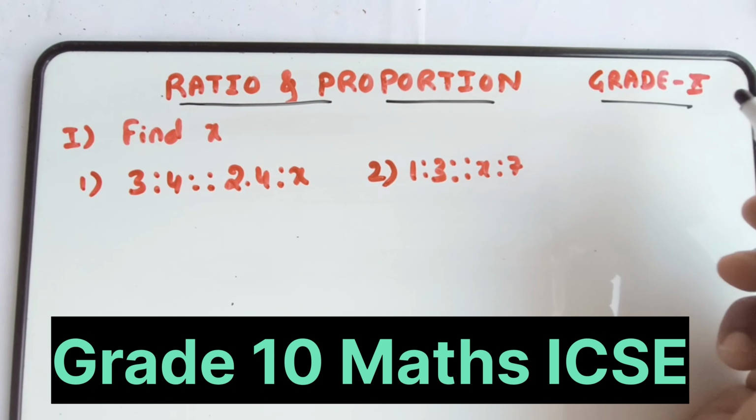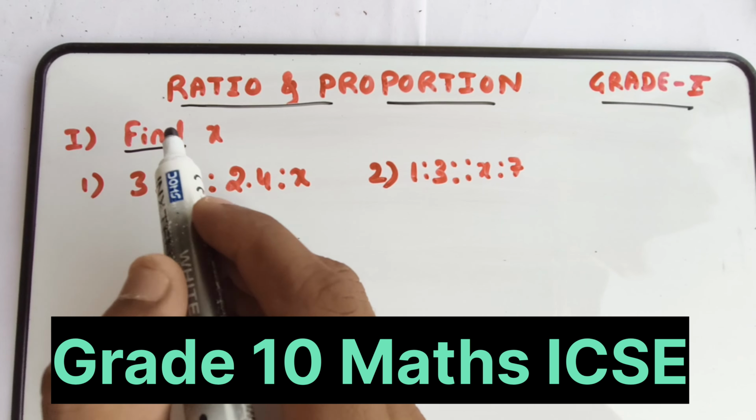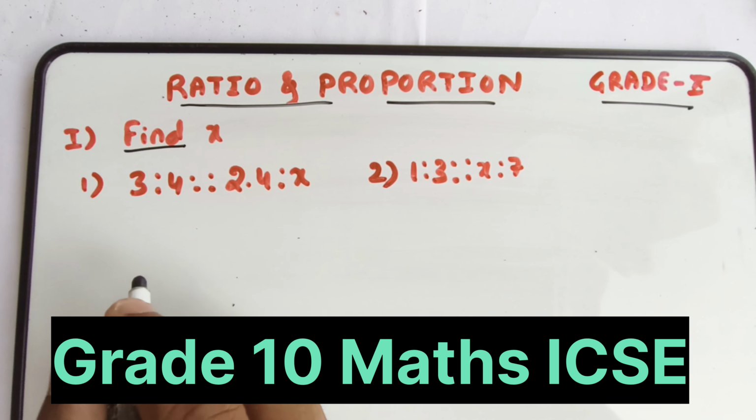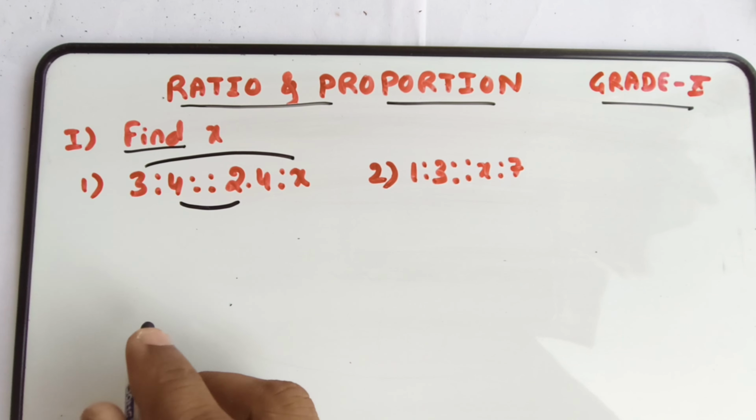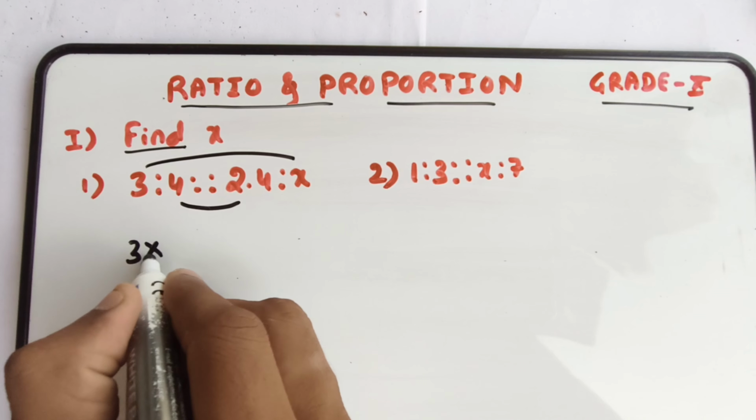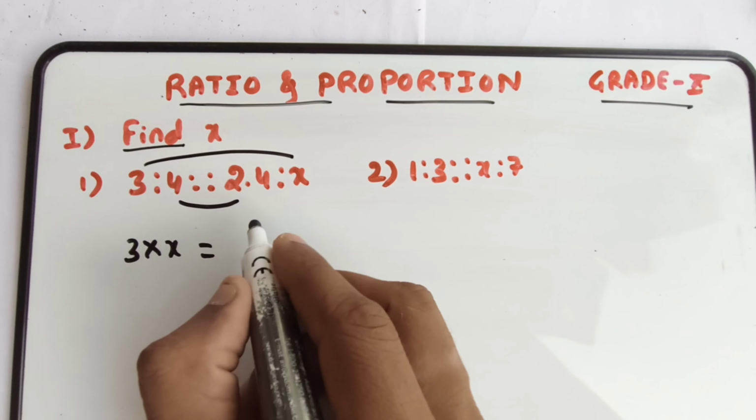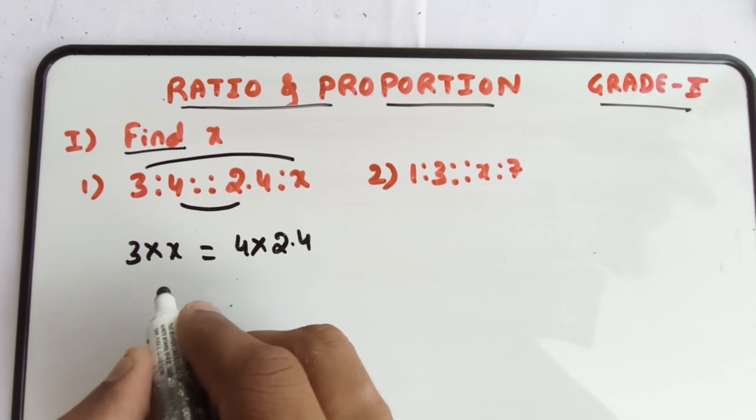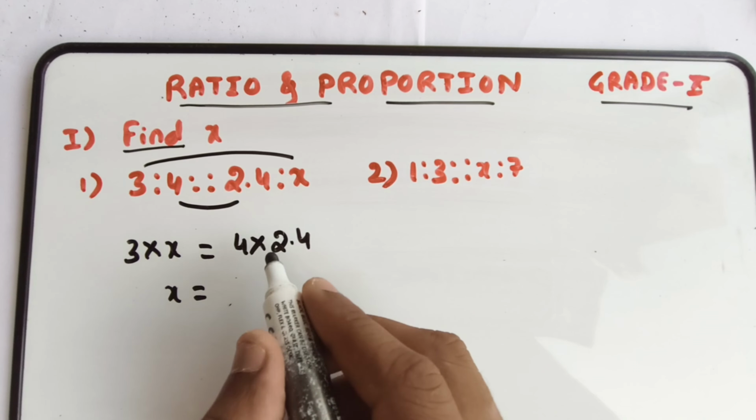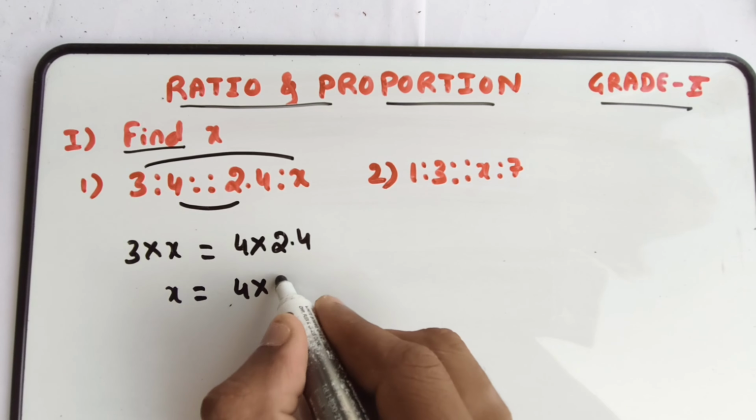Dear audience, let us study one more interesting topic of grade 10, ratio and proportion. Let us see some questions on ratio and proportion. Whenever you are asked to find the value of x for the ratio and proportion, you have to multiply the first and last terms and the second and third terms. That is, the product of extremes is equal to the product of means.